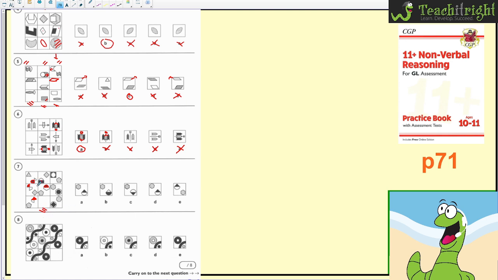And it looks as if the colour's staying the same. So I think I want a black triangle, so that means B I'm going to get rid of. Let's see how this goes. Oh, and then actually, look, the white one does the same.